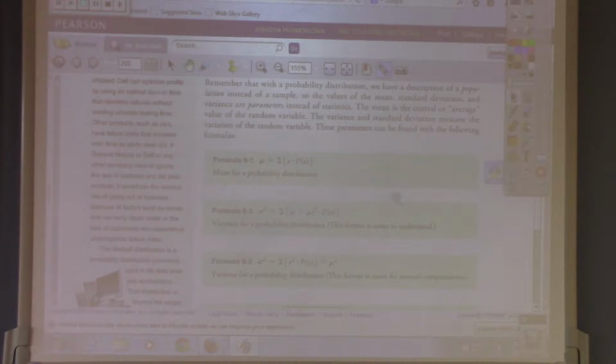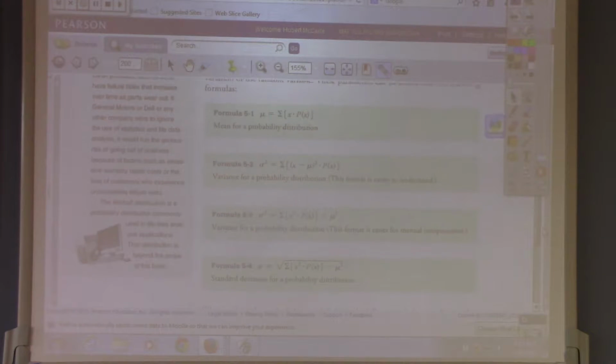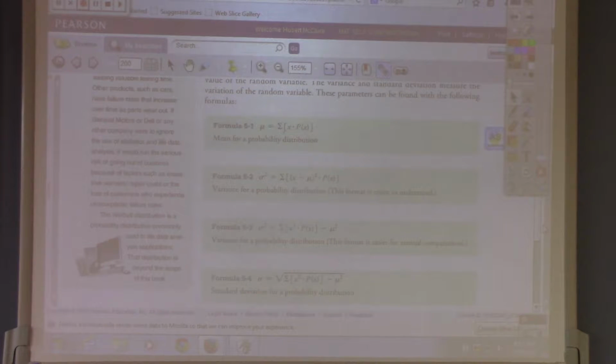And that is the mean, the summation of x times p of x. I'm sorry. Let me just go ahead and give you the three that I'm going to use, because they give you 5 or 4. I'm going to use 5.1, 5.3, and 5.4.